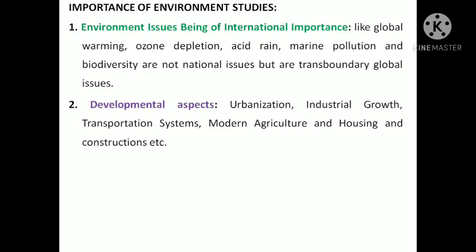Developmental aspects like urbanization, industrial growth, transportation systems, modern agriculture, and housing and construction all contribute to environmental problems like pollution. These should be covered in environmental study so that students and general people know the consequences of these things.